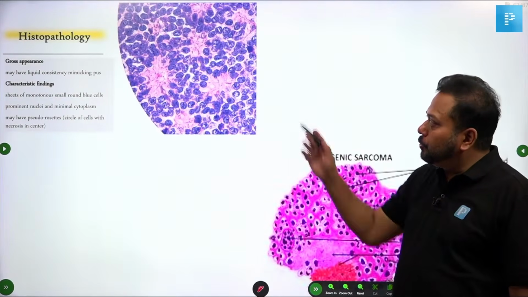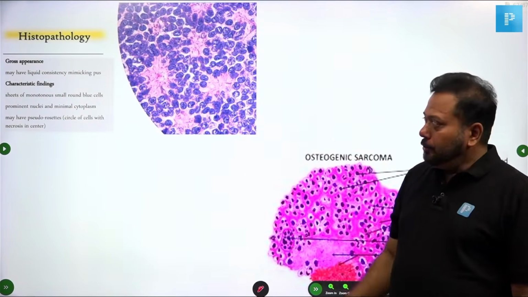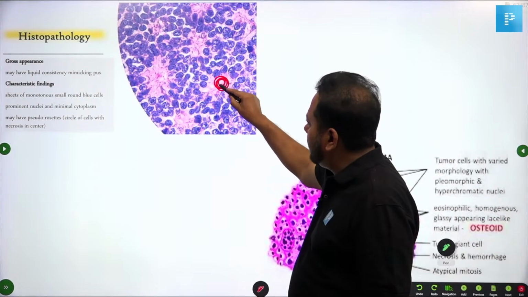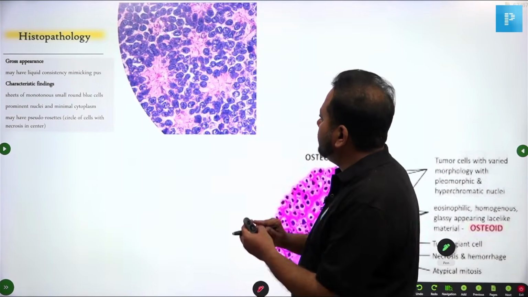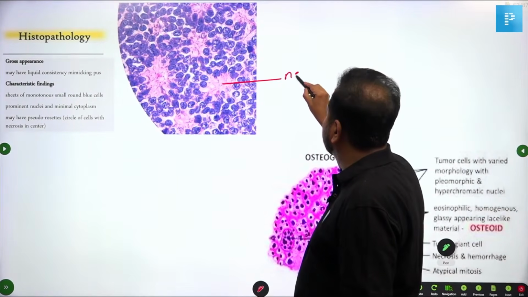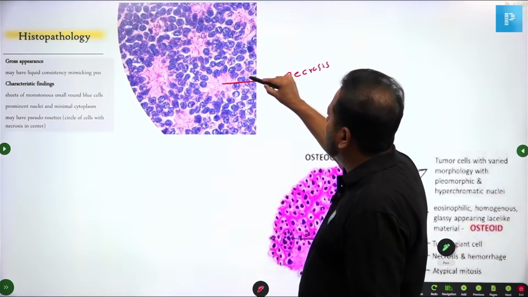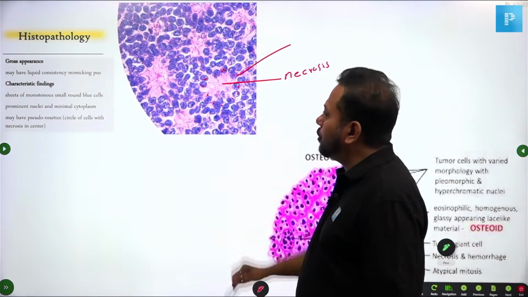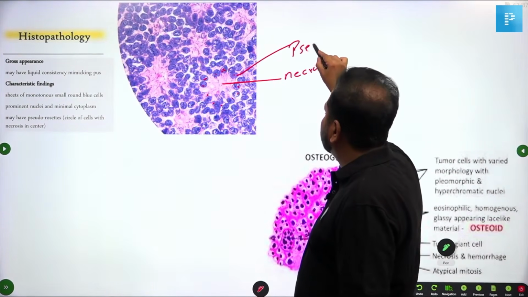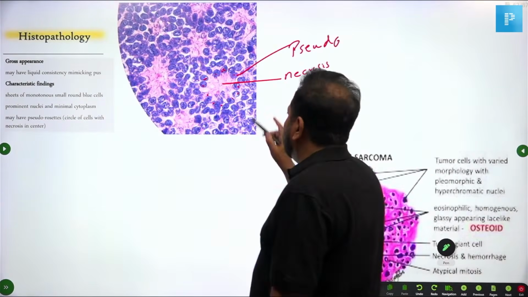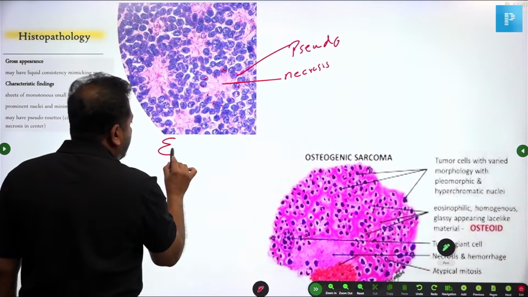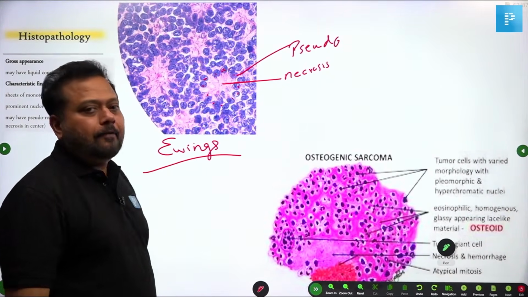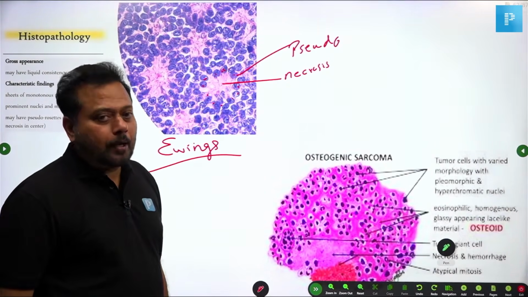So this is called pseudo rosette, and this is called true rosette. Pseudo rosette means centrally you see a necrosed area, the area of necrosis, surrounded by a rosette-like arrangement. This is called pseudo rosette. Pseudo rosette means it is Ewing's sarcoma. Pseudo rosette is classically seen in two tumors, Ewing's sarcoma and neuroblastoma.